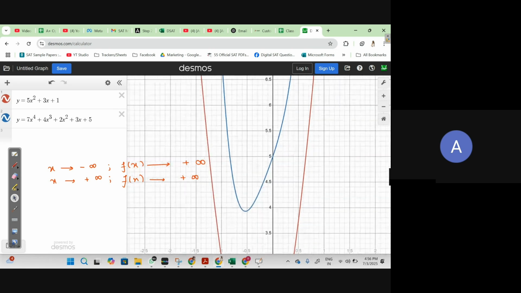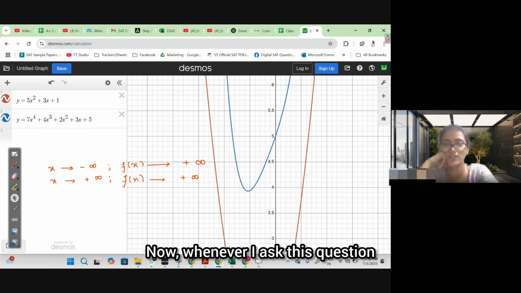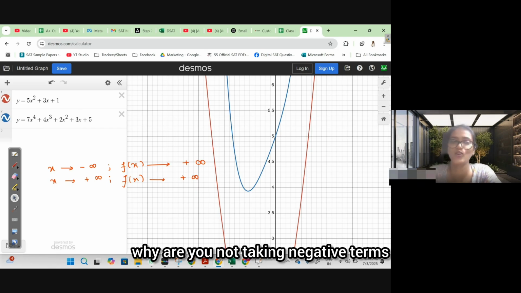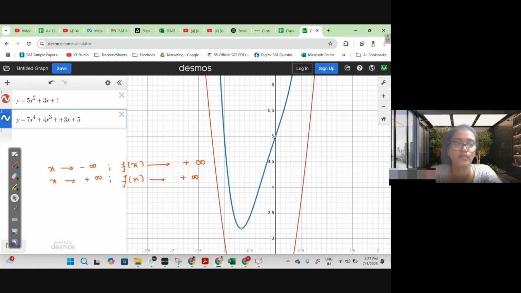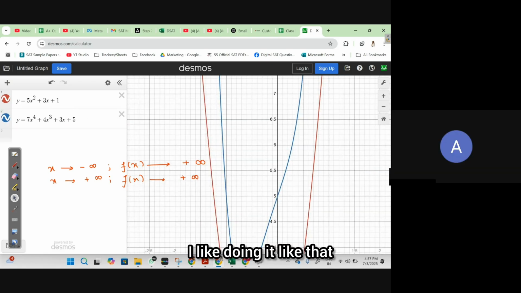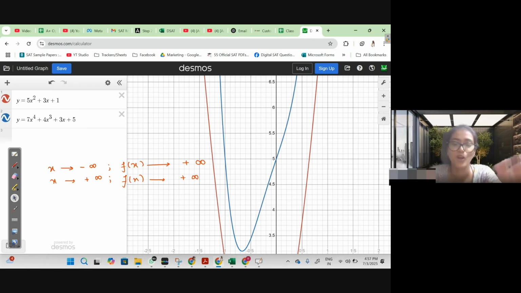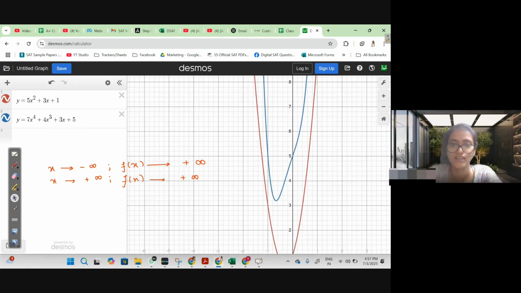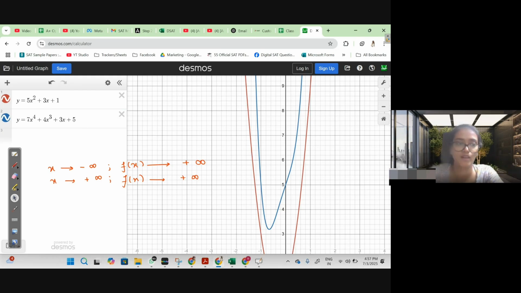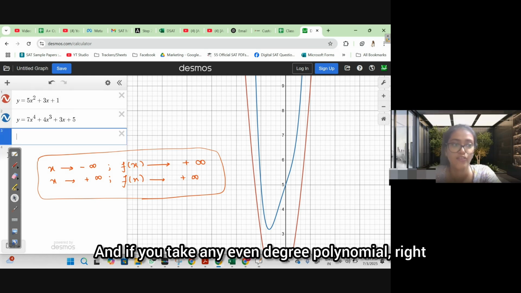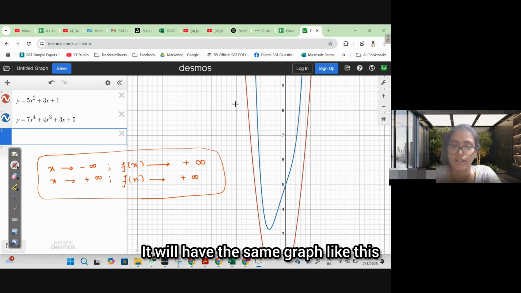Whenever I ask this question, everyone just takes positive terms, and I'm like, why are you not taking negative terms? In fact, you can even skip a term. Even then it will be the same. But I like doing it like that. Anyway, the point is the end behavior of the blue graph is still the same as the one I've written here. And if you take any even degree polynomial, it will have the same graph like this.